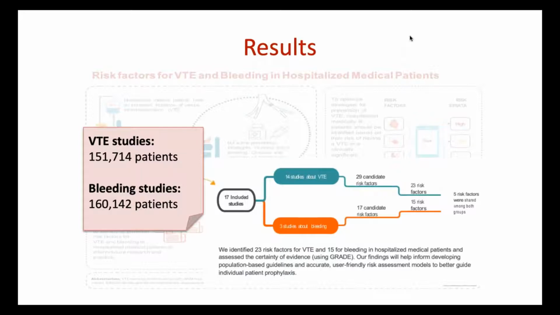Through our comprehensive search, we identified 17 studies, 14 of which reported on VTE as an outcome and 3 that reported on bleeding. Despite the difference in number of included studies, the total number of patients was similar for both outcomes at around 150,000.